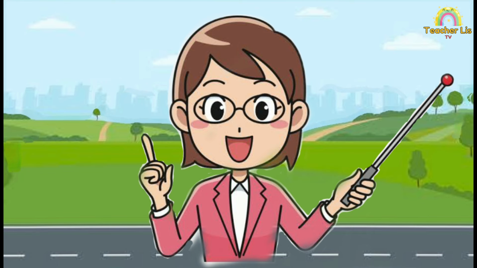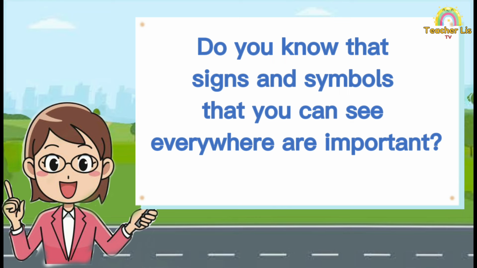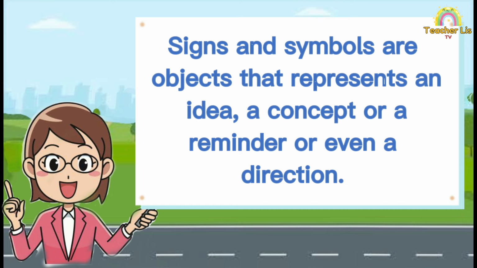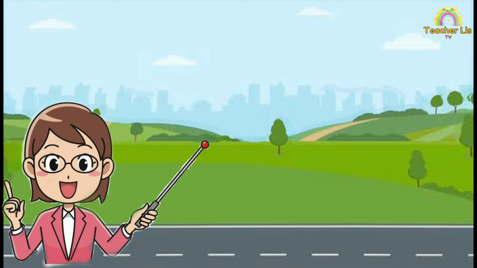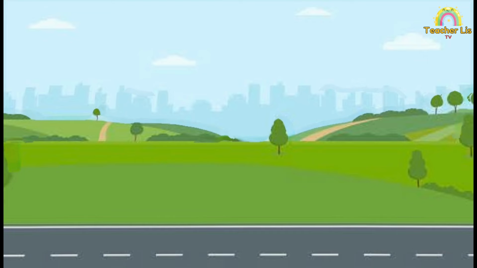For today's video, we will learn about signs and symbols. Do you know that signs and symbols that you can see everywhere are important? Signs and symbols are objects that represent an idea, a concept, a reminder, or even a direction. You can find signs and symbols on roads, in school, in establishments, and even in consumer products. Now, let's see how many of them you know.